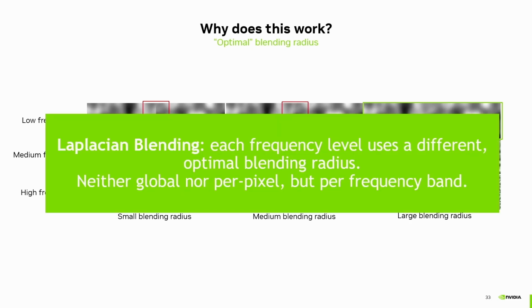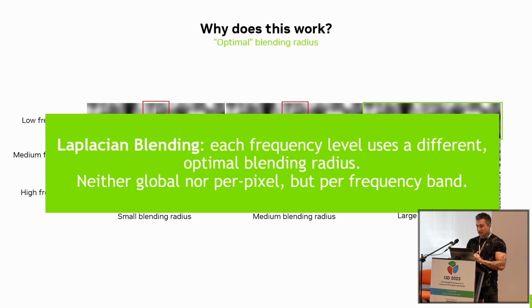And with Laplacian blending, each frequency level uses different optimal blending radius. It's neither global nor per pixel, but it's per frequency band. And this technique is based in human vision and perception research.